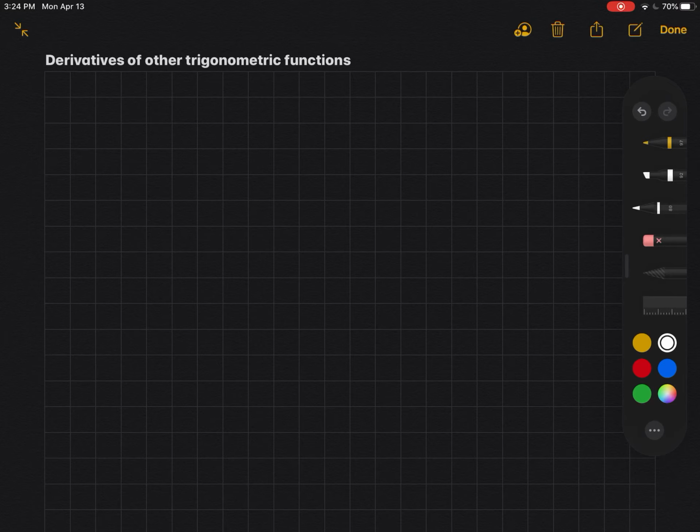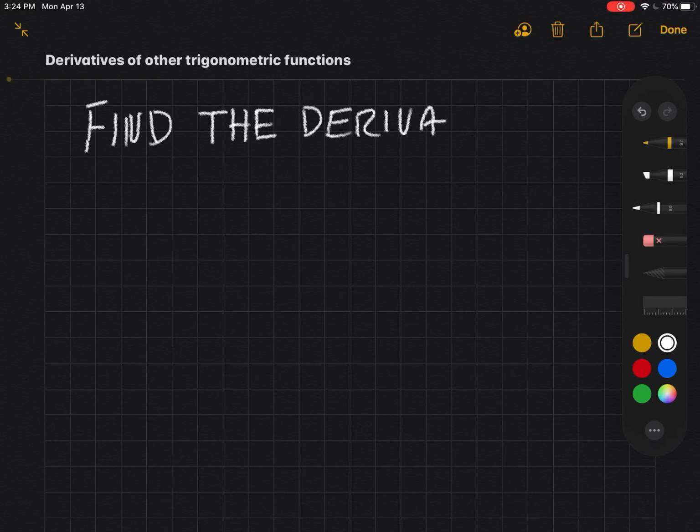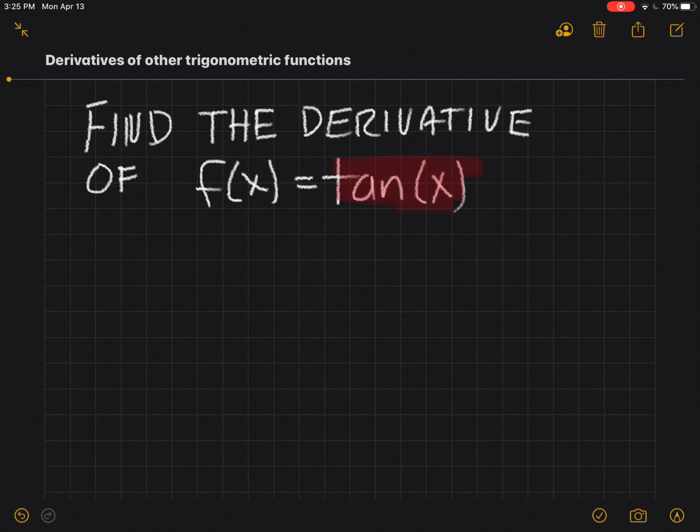Welcome back, Calculus. In this video, I'm going to talk about the derivatives of other trigonometric functions. So we're going to find two together, and then I'm going to just give you the rest of them that you'll be able to use for your homework. So we actually have enough information to find the derivative of f of x equals the tangent of x.